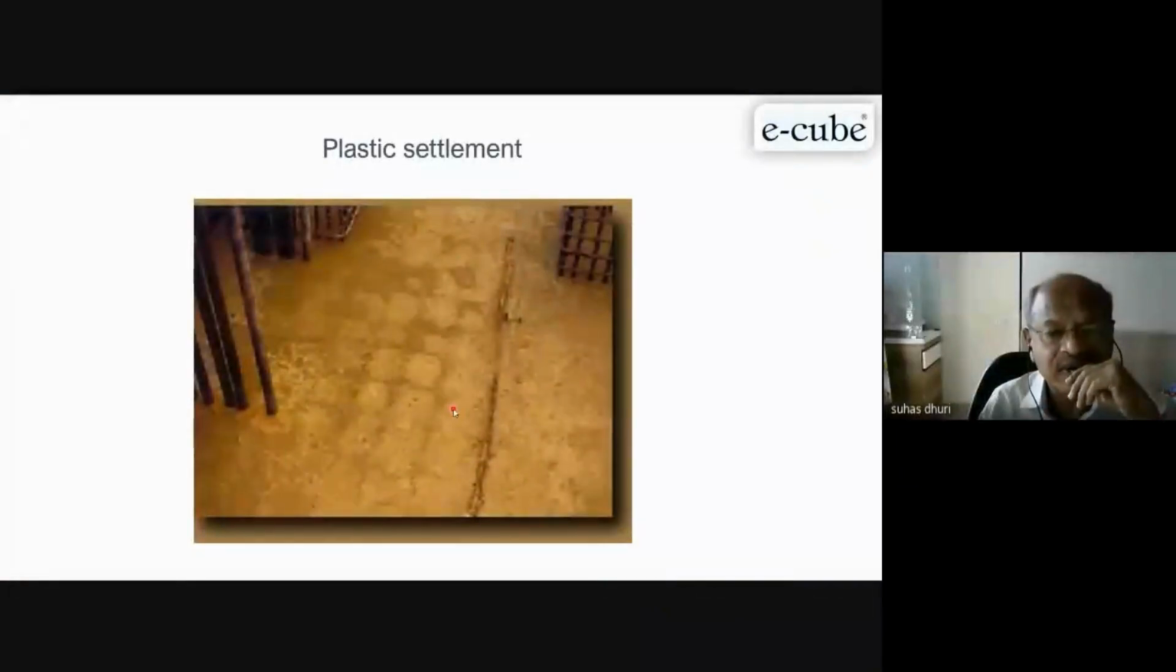We always advise that concrete has to be placed in layers. You do one layer, vibrate it, then you put the second layer. But if you put everything in one go, definitely with time the concrete will settle down and you will get settlement cracks, because the reinforcement is resisting that particular plastic concrete.